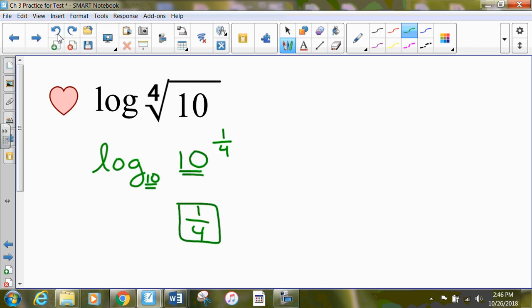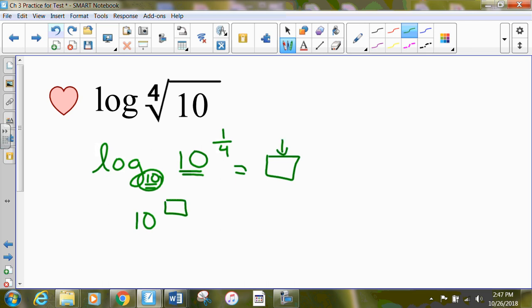But let's say that you, for some reason, blanked out on that. The other way that you could look at this is this. You could say, well, I have a log problem, and I can set it up as a log problem that I want to switch to an exponential. So remember how we did this in 3.1? I said equals a box. And so we set it up as an exponential with base 10. We always use the base of the log as the base of the exponential. 10 raised to the what power gives us this part, 10 to the 1/4.